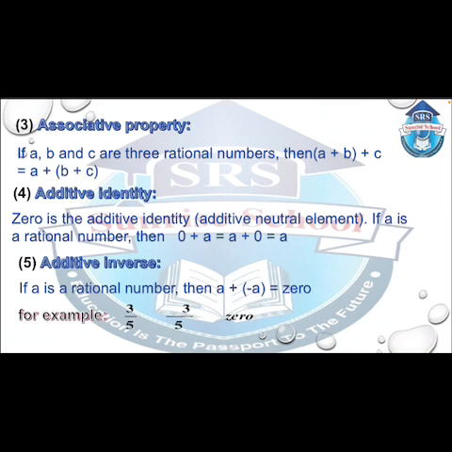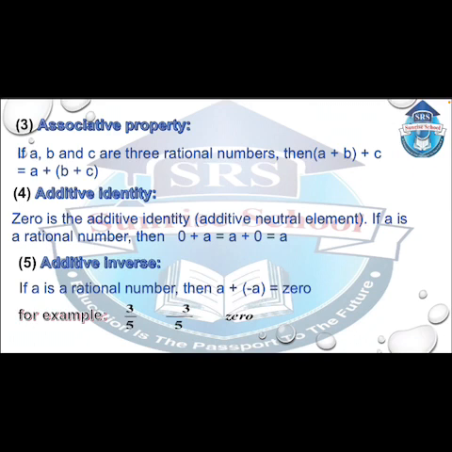Property number 4, the additive identity. Its meaning is that 0 is the additive identity. If you add 0, it will not change the rational number. So if I add 0 to any rational number, it will not change.